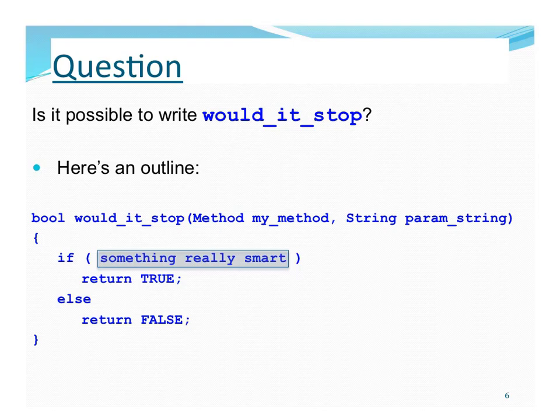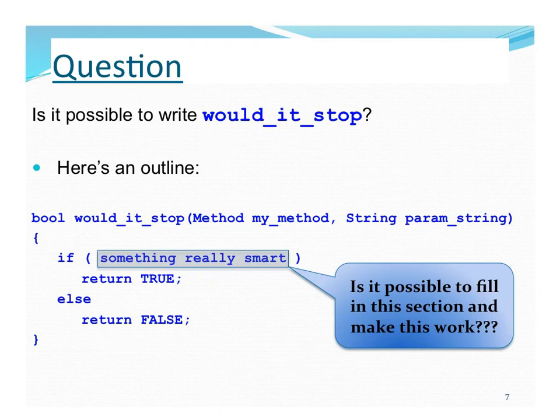Well, we can certainly start writing would-it-stop, right? So here's my would-it-stop method. It takes 2 parameters. The first is a method. The second is that parameter string of the parameters that we're going to pass into my method. And you know, here's an outline of the would-it-stop, right? If something really smart, of course, this is the magic part, then return true, else return false. Right? Looks good to me. So that was easy, but is it possible to fill in this part and make it work?